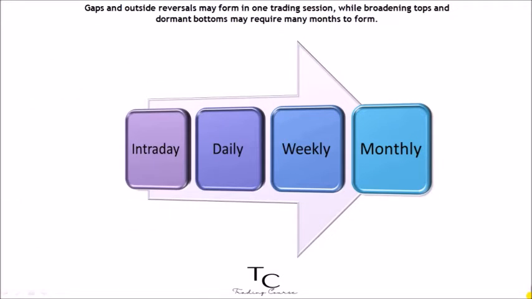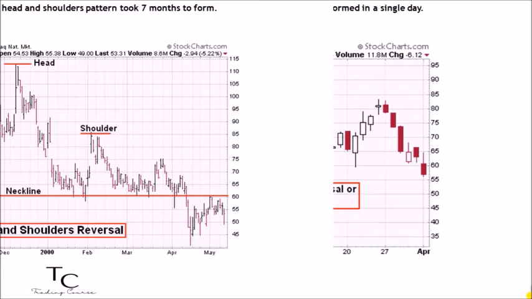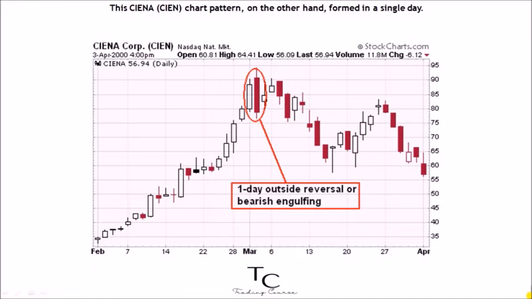Gaps and outside reversals may form in one trading session, while broadening tops and dormant bottoms may require many months to form. This Amazon stock head and shoulders pattern took 7 months to form. This Siebel stock chart pattern, on the other hand, formed in a single day.